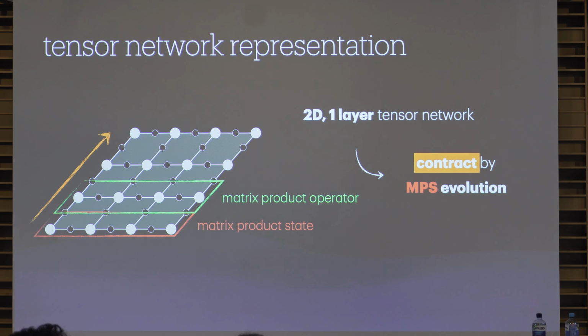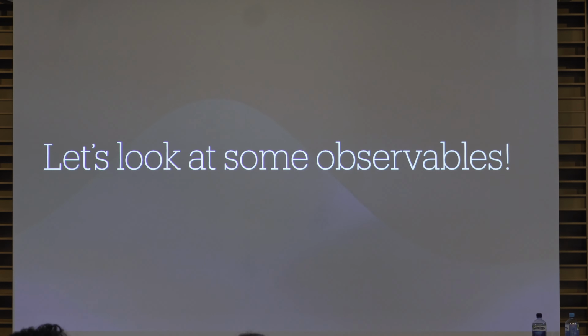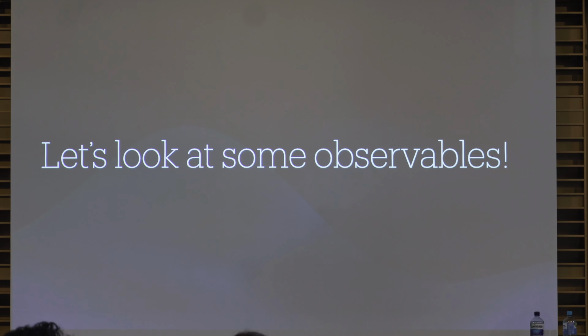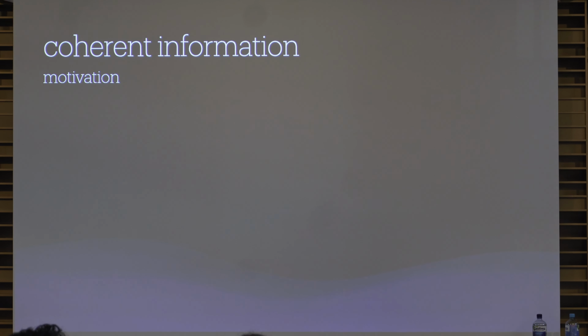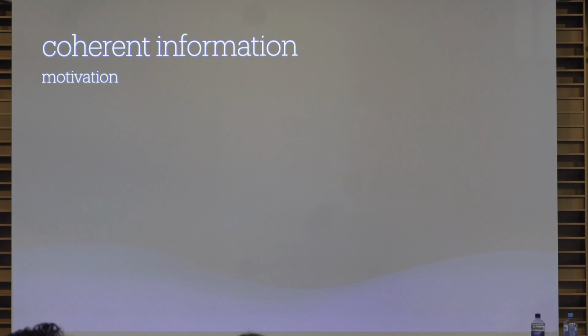Okay, so now let's talk about what we actually calculate. So what observables are particularly interesting. And I want to talk about two of them. The first one being coherent information. And to understand this, let's step back a little bit.